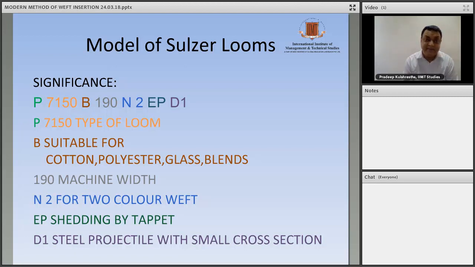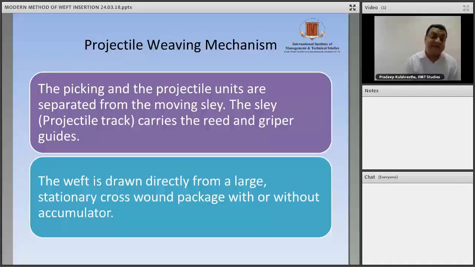Now if we say PU, then F: PU means projectile universal, again projectile and type of series. F means suitable for filament. 230 means the nominal width of the loom is 230 centimeters. N4 means suitable for four-color weft insertion. SP means a dobby is there for more design possibilities. Then D2 means a steel projectile with a big cross section. That way around 18 models come from Sulzer in the market.